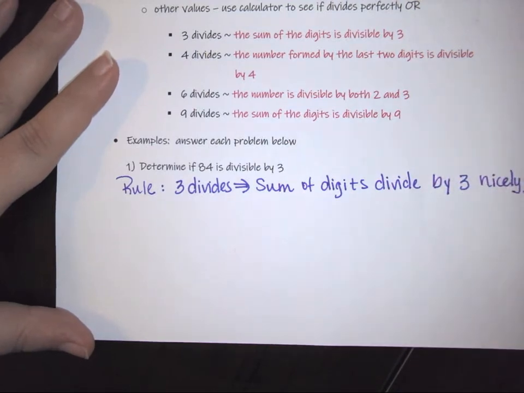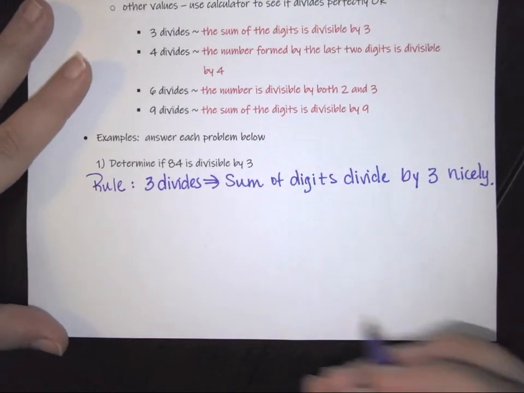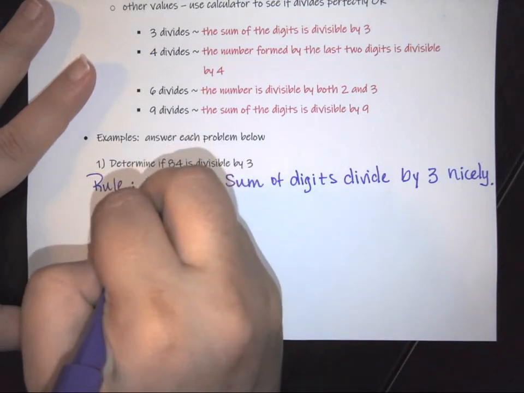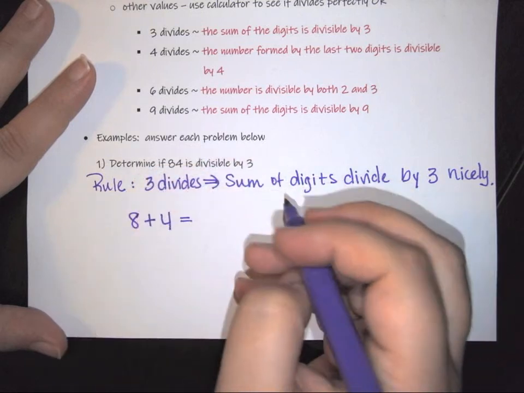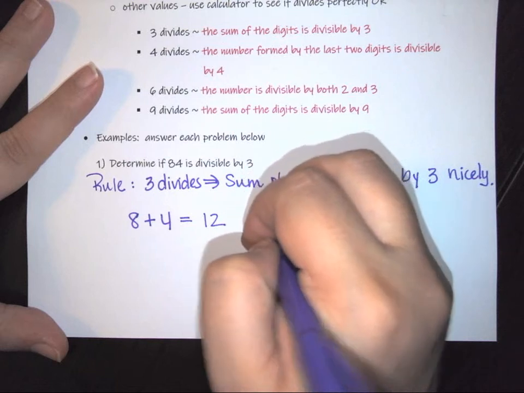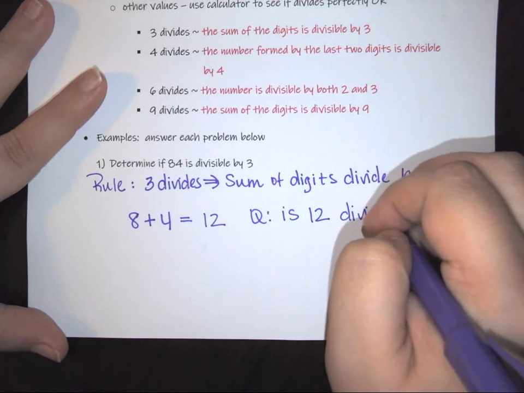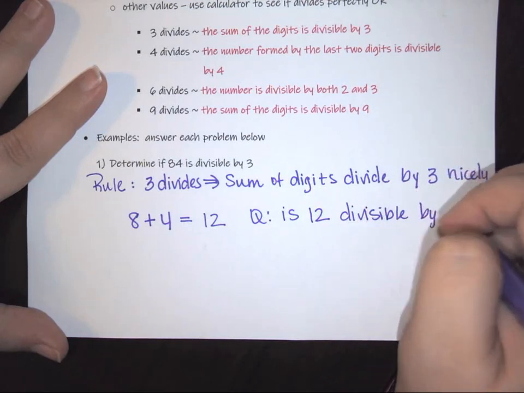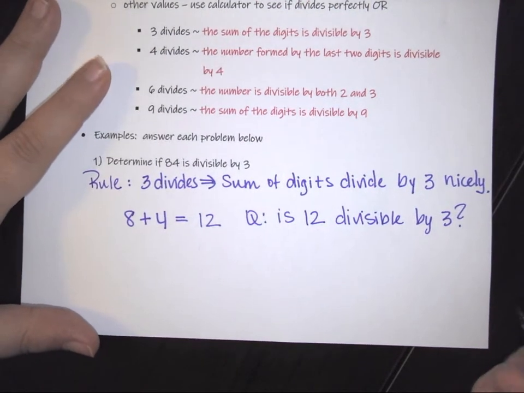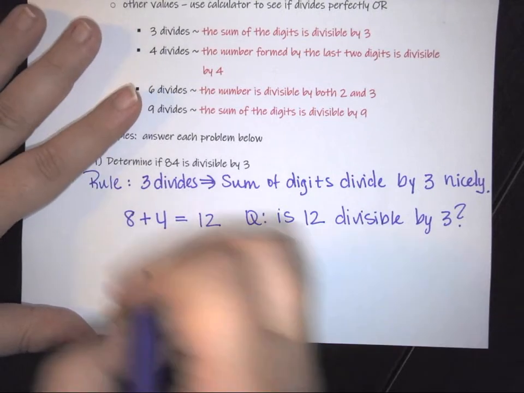Okay? So I have the number 84. So I have to look at them as individual digits. So the first thing I need to do is I need to do 8 plus 4. Well, 8 plus 4 gives me 12. So the question that I have to ask is, is 12 divisible by 3? In this case, the answer is yes. Therefore, 84 is also divisible by 3.